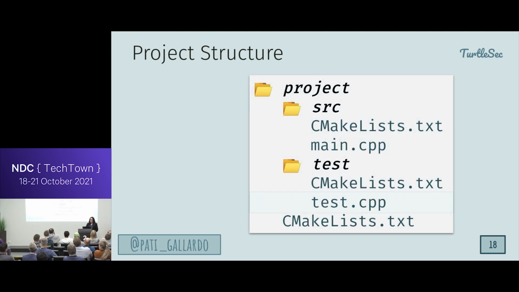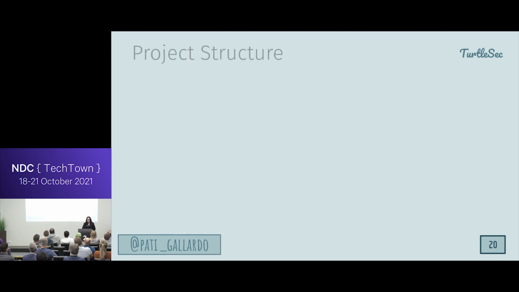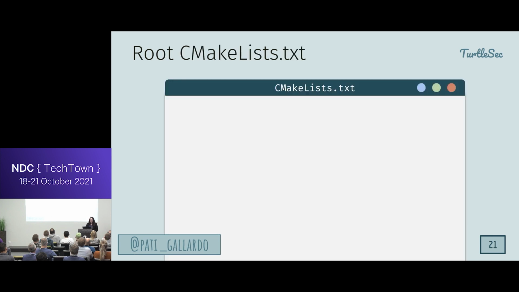So yeah. Then let's look at the test code, which is even better. Again, the whole idea is that I just have to find Catch. Yeah, so let's look at the root CMake.